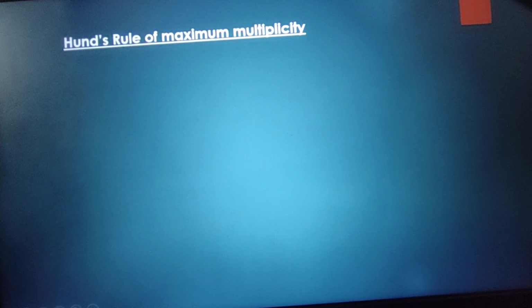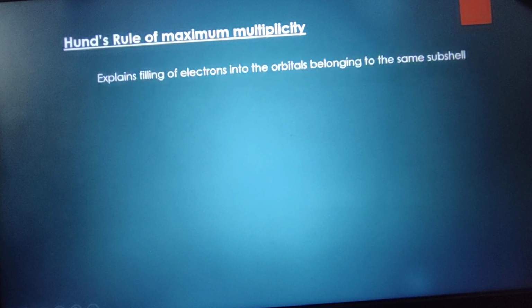Hund's rule of maximum multiplicity. This Hund's rule of maximum multiplicity explains filling of electrons into orbitals belonging to the same subshell. We all know that we discussed the Aufbau principle. In the Aufbau principle, we said that lower energy orbitals fill first and then higher energy orbitals. And in Pauli's exclusion principle, we discussed that each orbital will have only 2 electrons. And here we are discussing orbitals belonging to the same subshell.